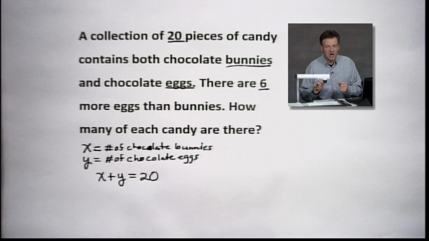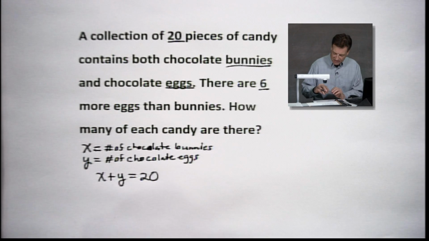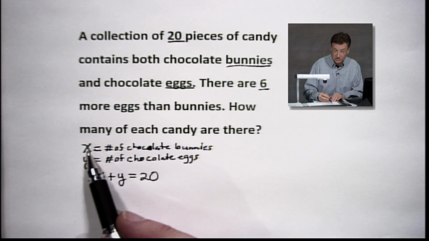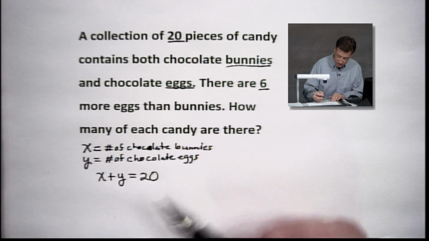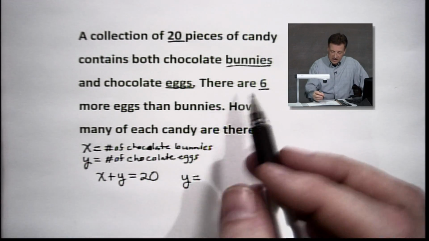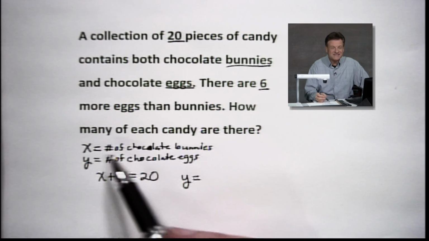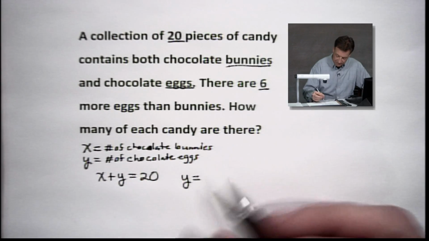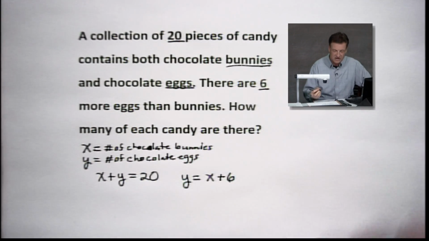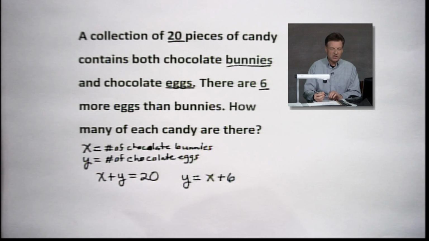I also know another little hint down here, that there are 6 more eggs than bunnies. So my bunnies are x, and we got more eggs, right? So y equals our bunnies plus 6, which are x plus 6. Now we're ready to go and check this out.